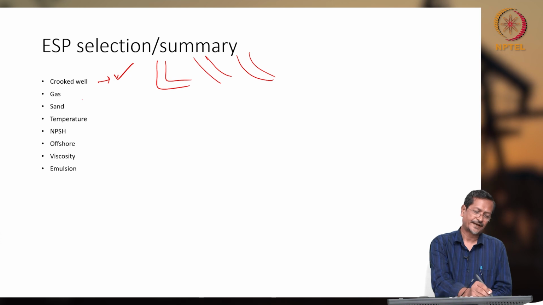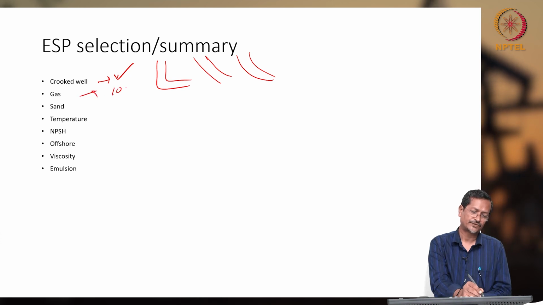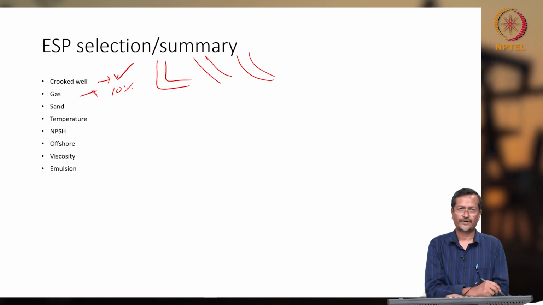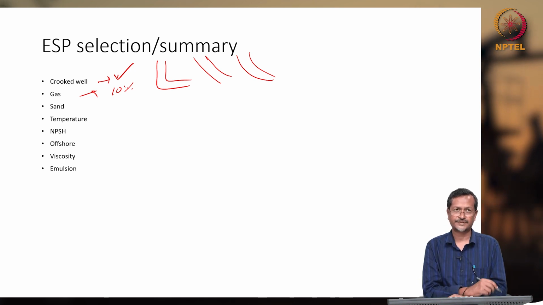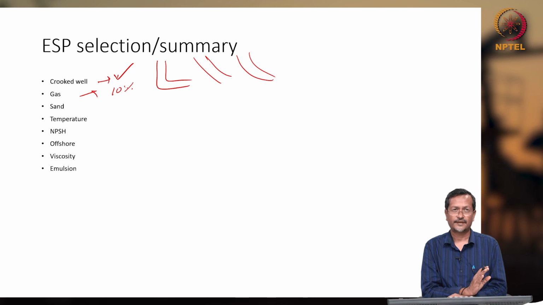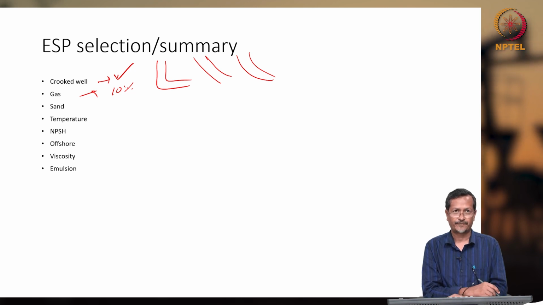Gas: 10 to 15% gas will be okay, 10% to 15% maximum. If you have more gas than that, then ESP will have difficulty. Although you will have a gas separator, it will still have difficulty. Sand: a small amount of sand is okay. A big amount of sand will erode the whole surface.